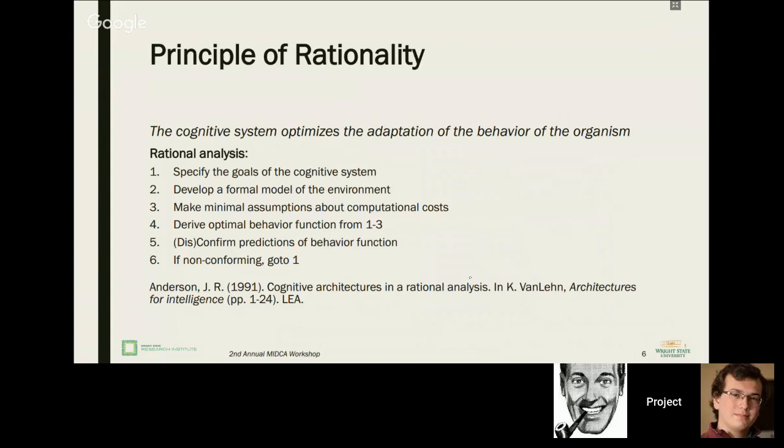You develop a formal model or a computational model of the environment that the cognitive system would be within, and make some assumptions about the computational cost, right? There's not only a cost to behavior, but there's a cost for thinking. And given those first three steps, you then derive a function for that, or a model in the architecture of that behavior.